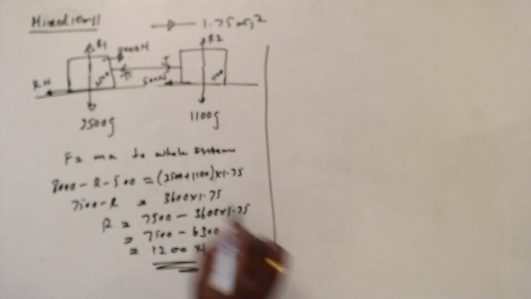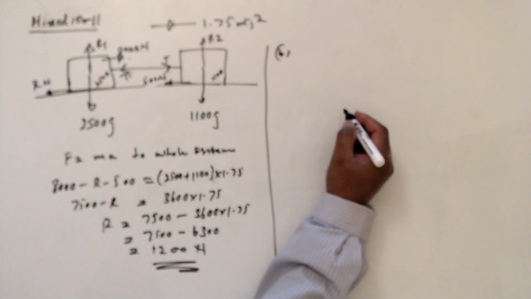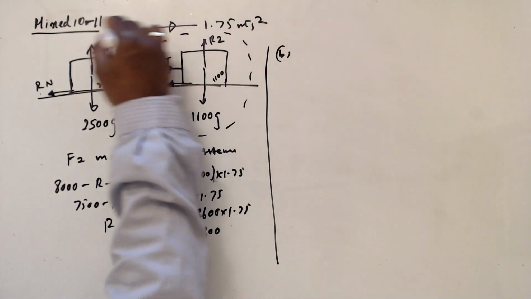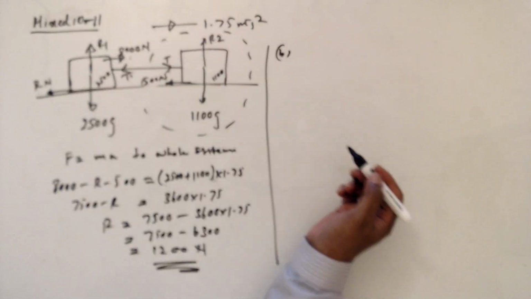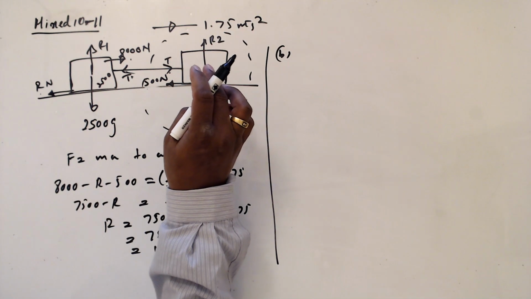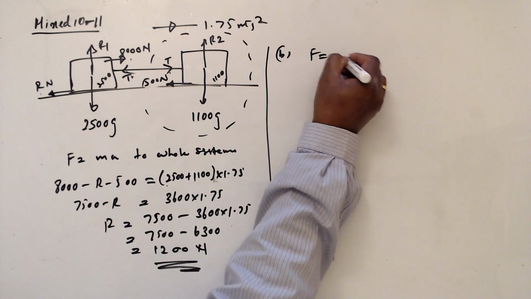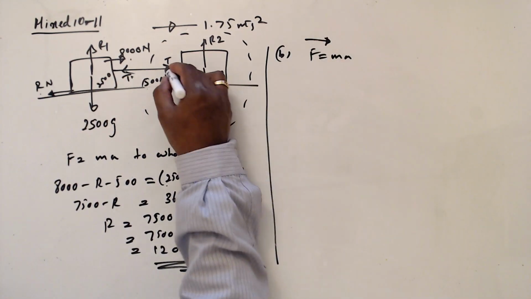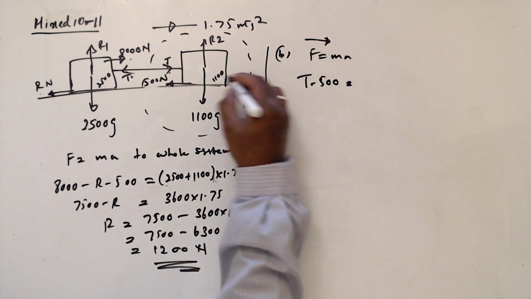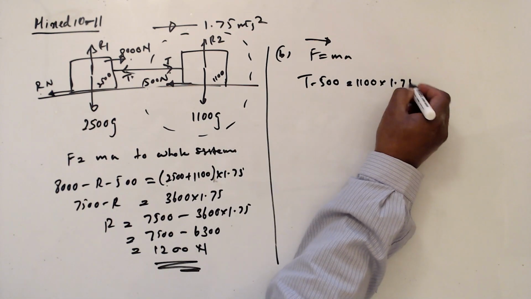Part B. This is not a tension; we need to find the magnitude of the compression in the shunt. We'll consider this part only, though we could work out both. There are three forces here, but here only two forces. So F equals ma in this direction: T minus 500 equals the mass, 1100, times the acceleration, 1.75.